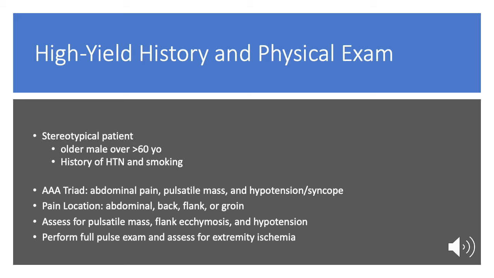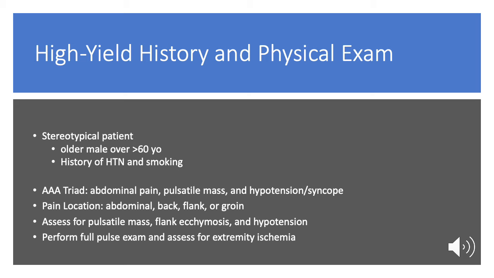The classic triad for a AAA is abdominal pain, pulsatile mass, and hypotension or syncope, which appears in approximately 50% of ruptured AAAs. The pain location can be abdominal, back, flank, or groin. It's important to know that the pain can radiate to these areas and can often mimic other presentations.